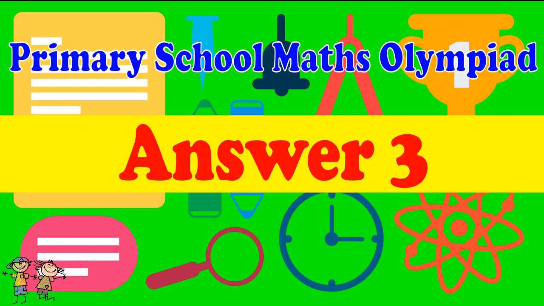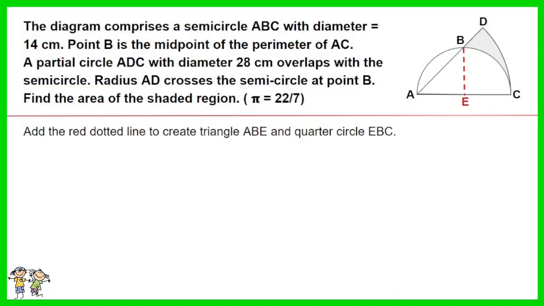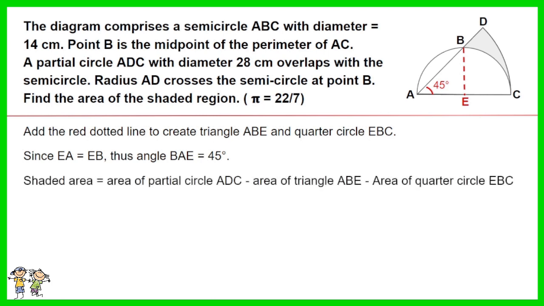Answer for question 3. Add the red dotted line to create triangle ABE and quarter circle EBC. Since EA equals EB, thus angle BAE equals 45 degrees. The shaded area is equal to area of partial circle ADC, minus area of triangle ABE, minus area of quarter circle EBC.